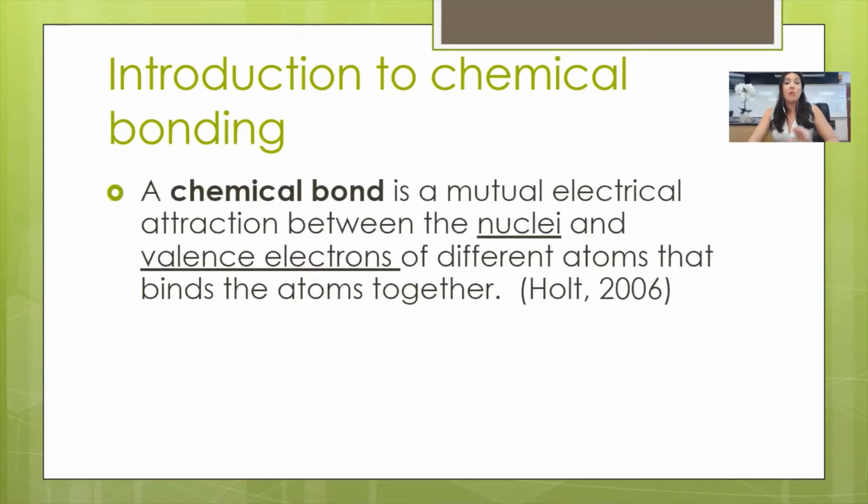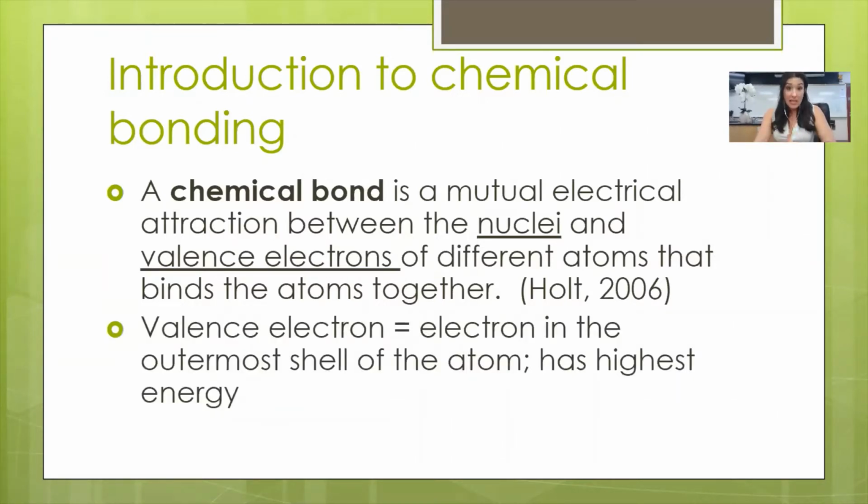We're going to talk about the 3 different types of bonds you can experience this year in chemistry. But first, I think it's important that we articulate what a chemical bond is. So here's our textbook definition. A chemical bond is a mutual electrical attraction, so the attraction between protons and electrons, between the nuclei and valence electrons of different atoms that bind those atoms together. So you could have 2 atoms bonded together create a chemical bond, but you can also have multiple atoms bonded together, different types and numerous counts of each one.